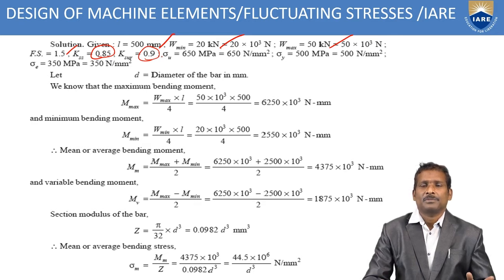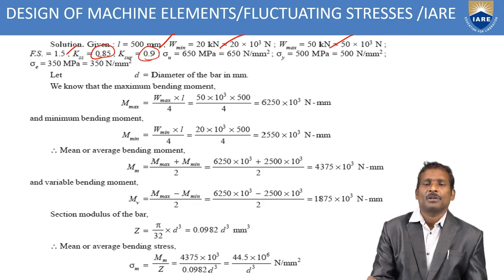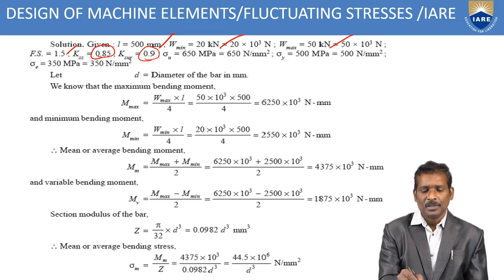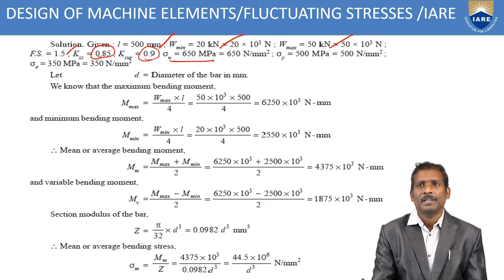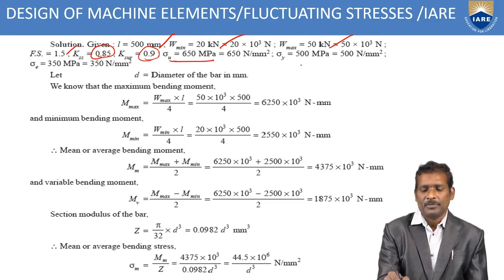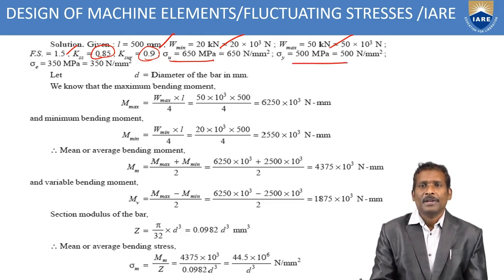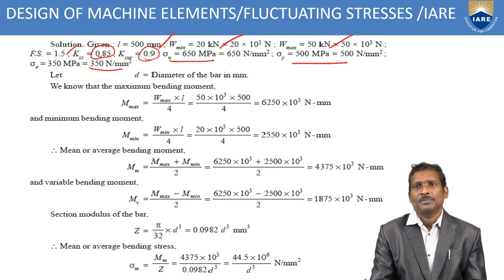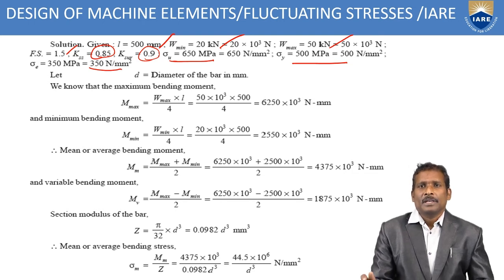These factors also sometimes may not be available in the problem, and at that time you can assume approximate values. Ultimate strength is 650 and sigma y is 500 megapascal. The endurance limit value is 350 megapascal. Okay, so here first take d, the small d, as the diameter of the bar.